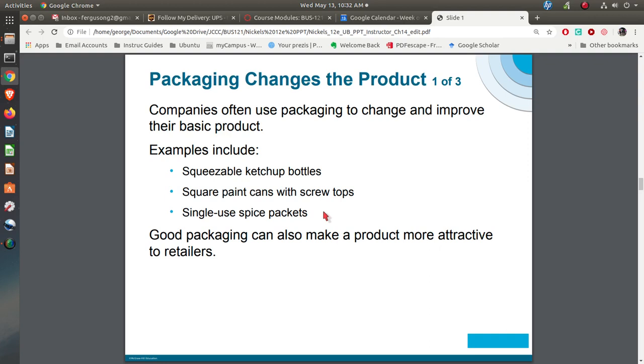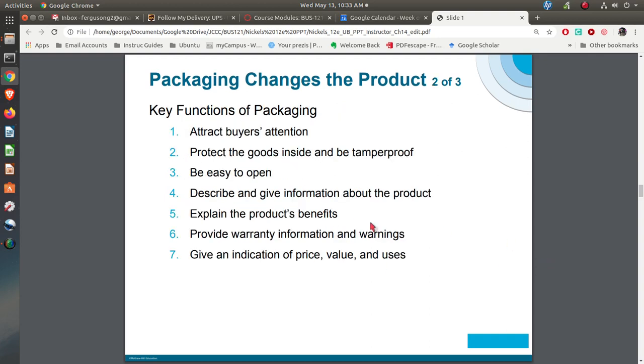Single-use spice packets. You go to a fast food restaurant and it has single-use sugar packets or salt or pepper. The packaging can make a difference. The key functions of packaging is to get people's attention and protect the goods that they have inside.